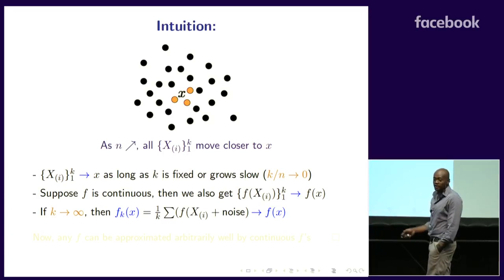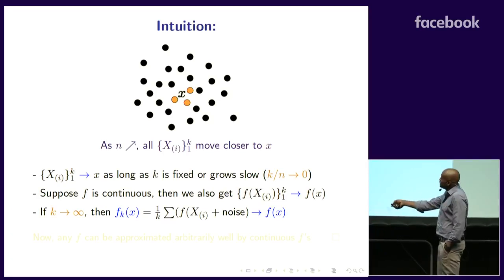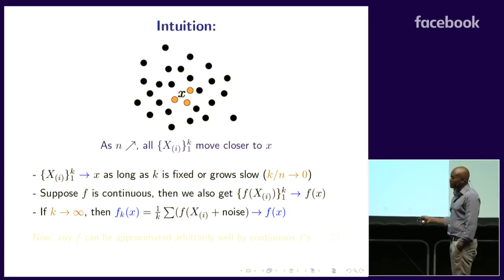Now, this is the second condition. k needs to go to infinity. Why? Because f_k is defined as an average of y, and y is just f of x_i plus noise. So we are really just averaging f of x_i plus noise. We just said that f of x_i is getting close to f of x, and the averaging effect removes the noise. That's the full intuition, right?